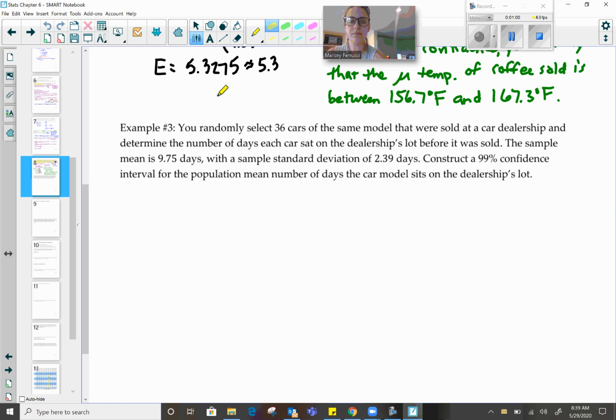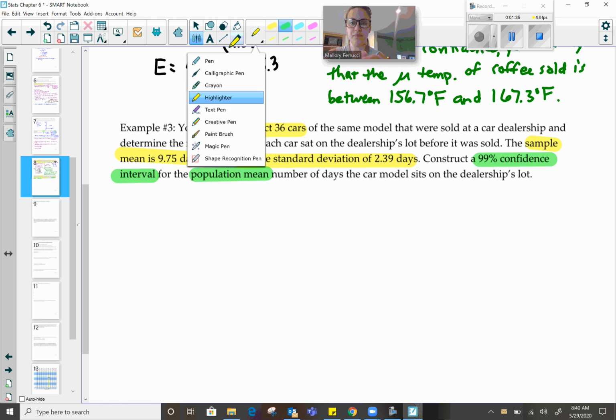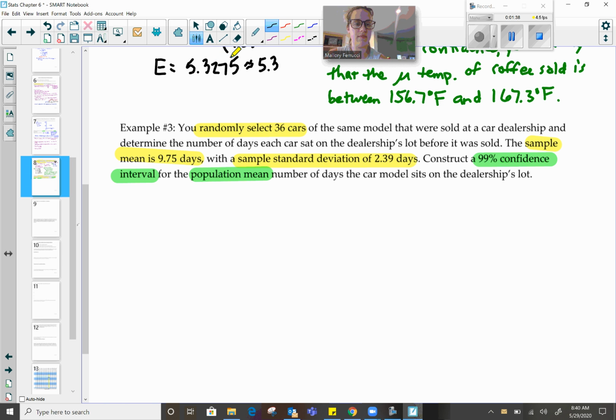Okay, so you randomly select 36 cars of the same model that were sold at a car dealership and determine the number of days each car sat on the dealership's lot before it was sold. The sample mean is 9.75 days with a sample standard deviation of 2.39 days. Construct a 99% confidence interval for the population mean number of days the car model sits on the dealership lot. Okay, well, let's go through what we have here.